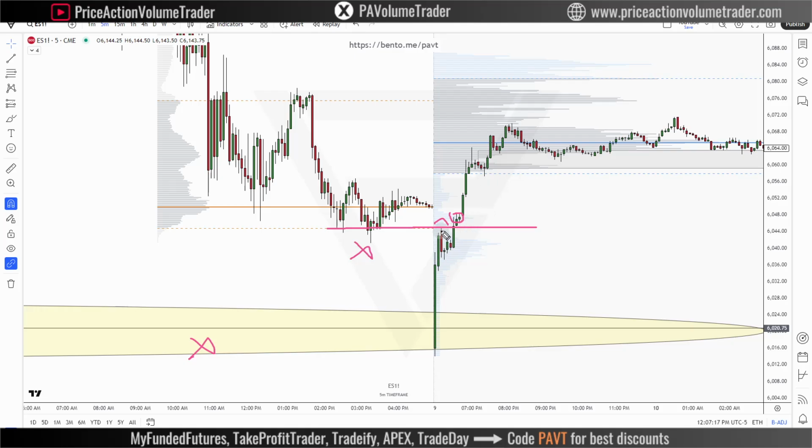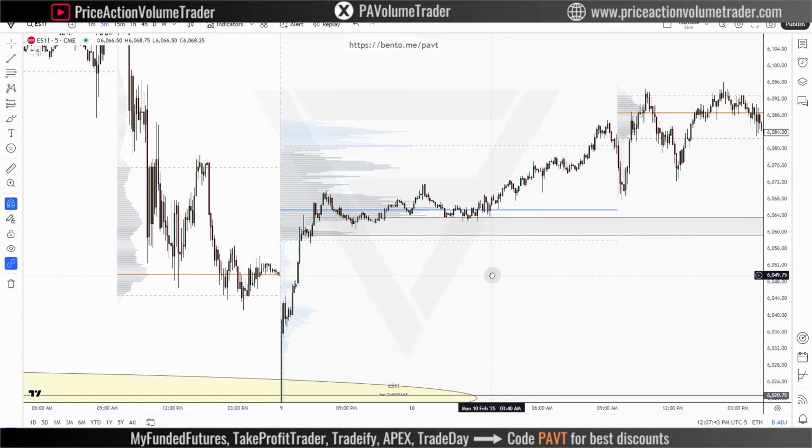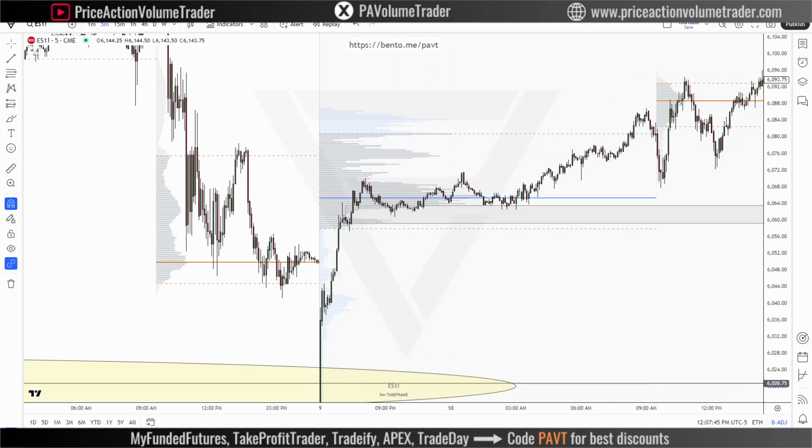And in this case, since we have this little structure, we can place a stop just beyond this little pullback. And then we have several targets. You could target the fill of this move from late Friday afternoon, which we got right around 1 a.m. Or, if you're looking more for swing trading, you can hold it even longer, maybe to the value area high from Friday, etc.